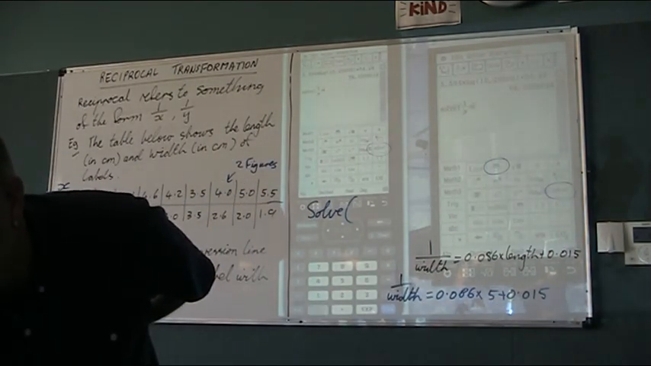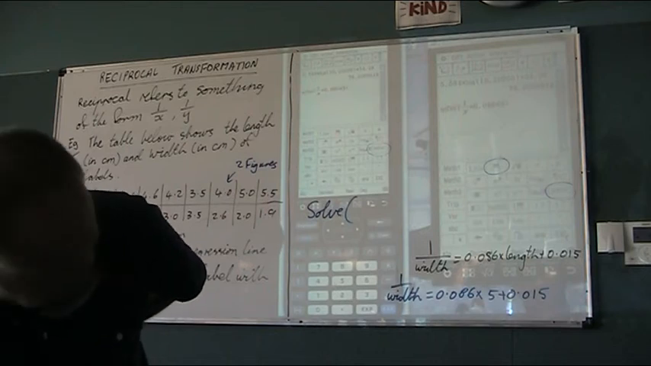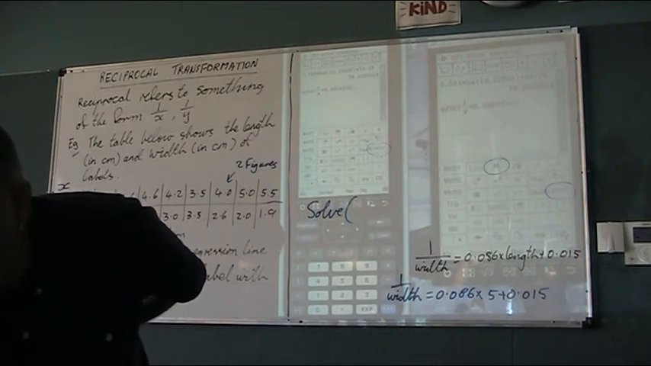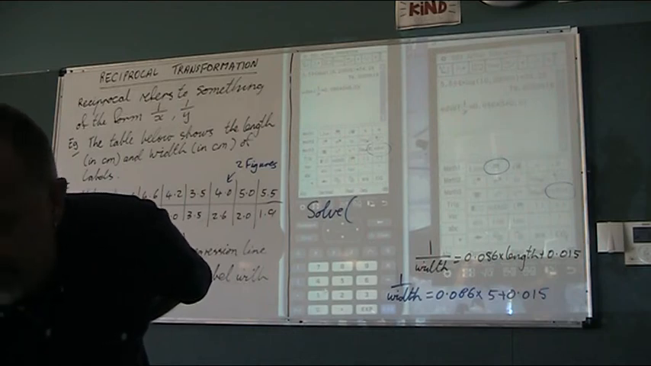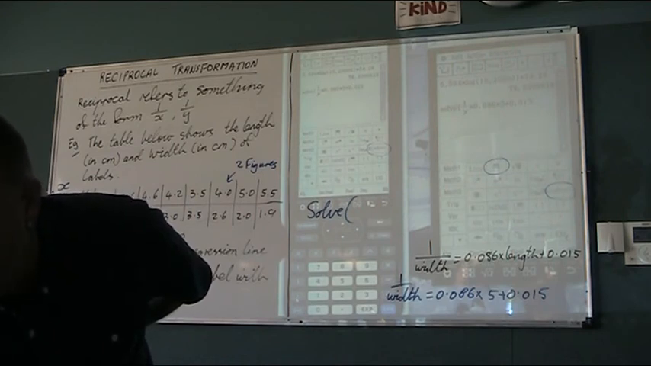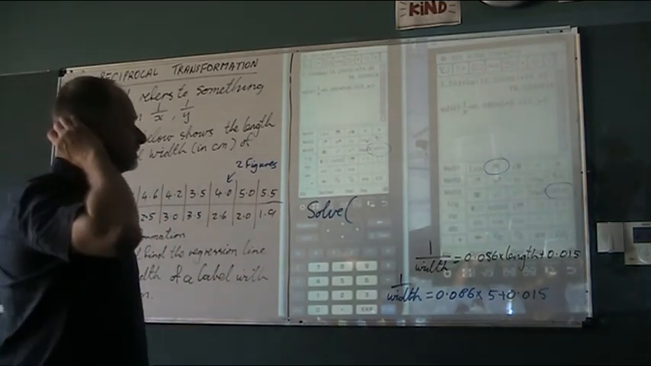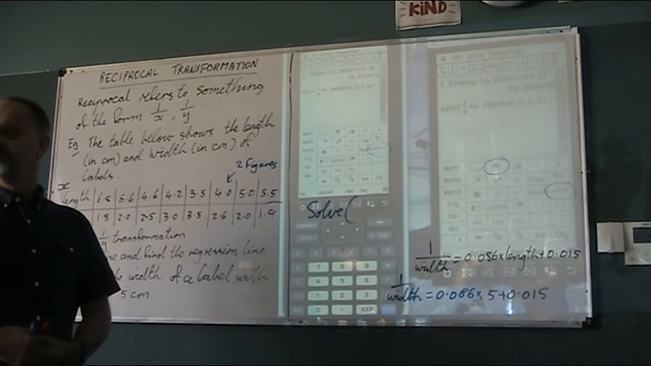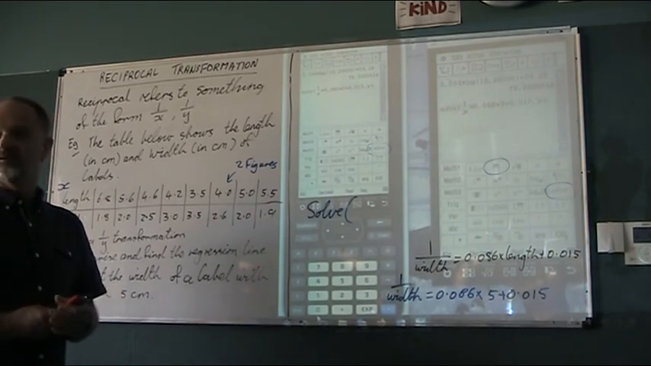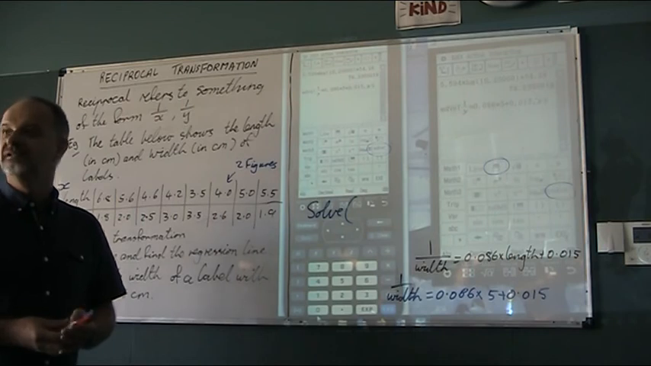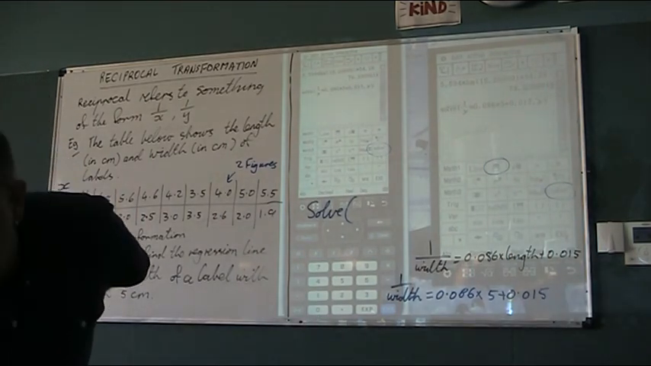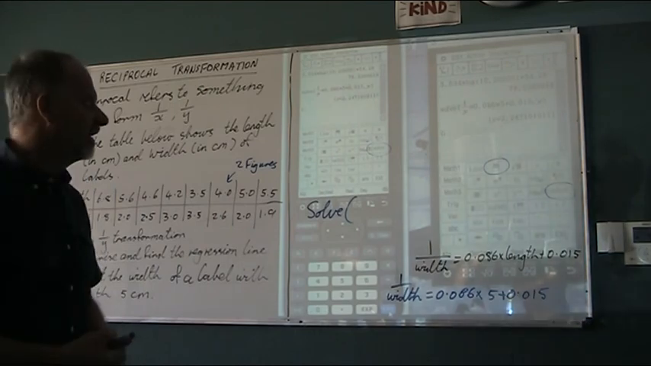0.086 times by 5 plus 0.015. What am I finding? I'm going to find what y, the width is y. Right, you're all with me? And then we press execute, and there we go.